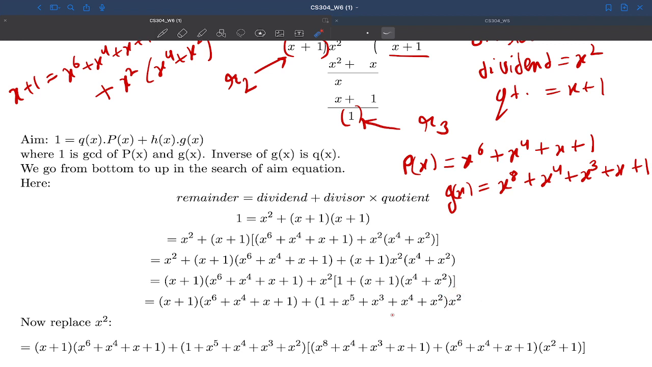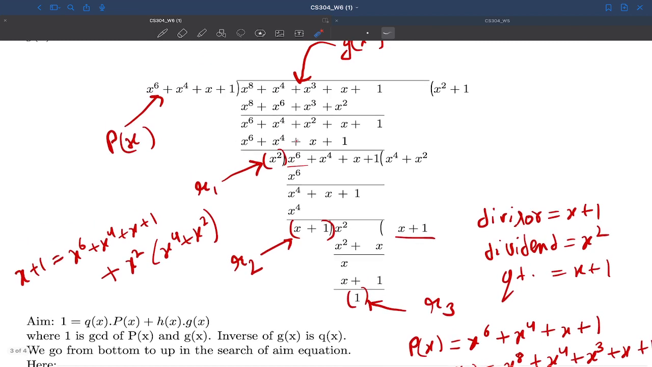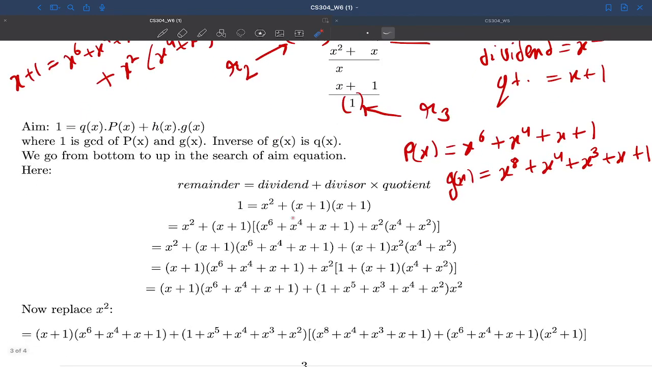Let's go one more step upward. We have processed r3, we have processed r2. Now the next remainder, if we go one more step further upward, is x square. Now it's time to replace x square. So do I have x square? Yes, I have x square here. And with what will you substitute x square? Use this formula: remainder is equal to dividend plus divisor times quotient.